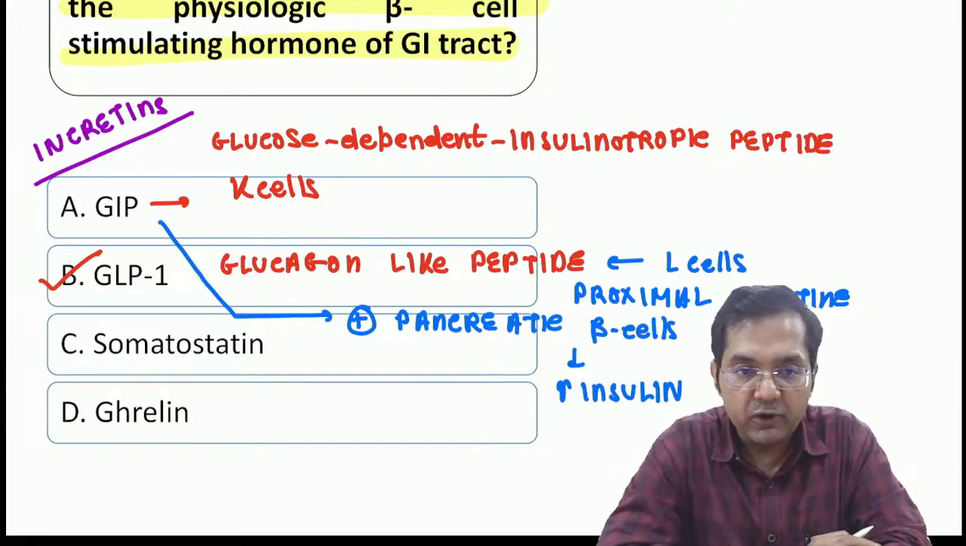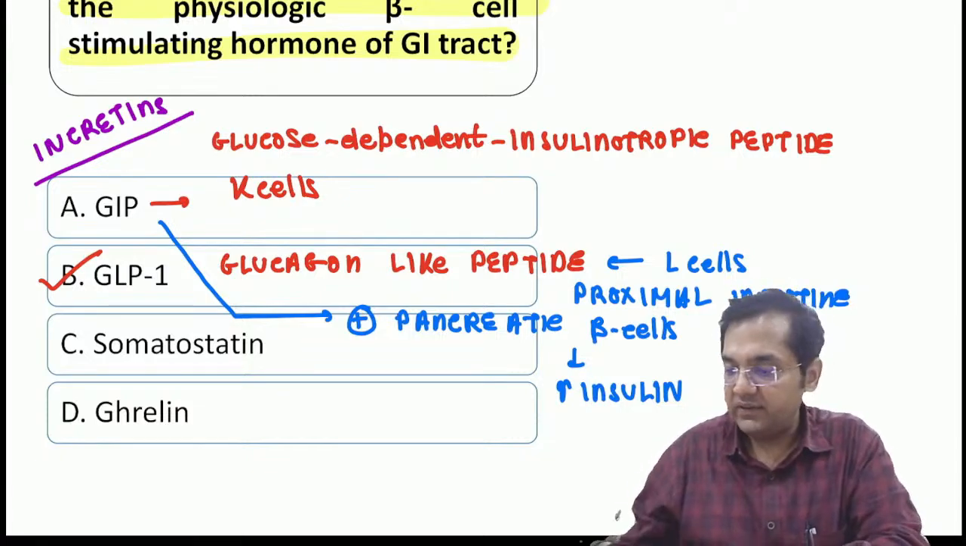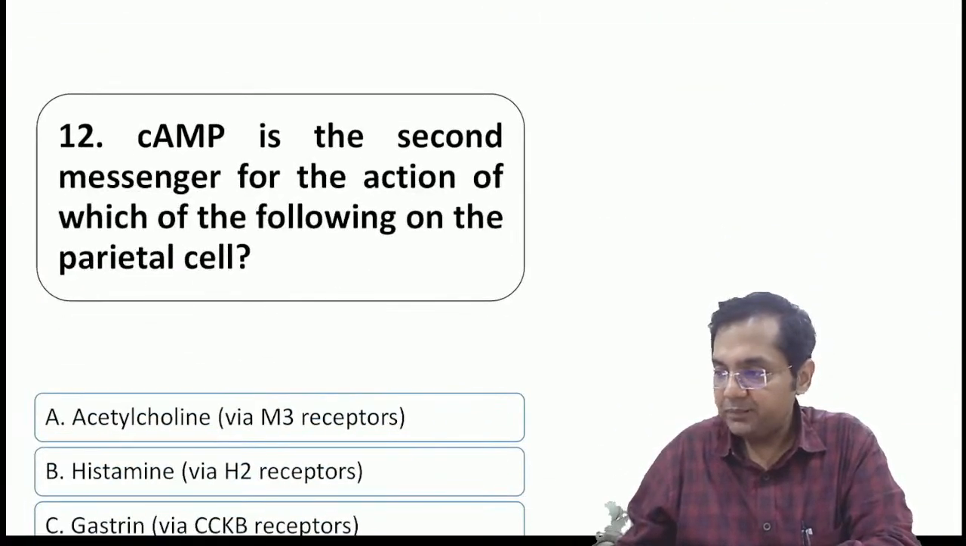It is responsible for obesity, right? So ghrelin is also going to decrease the insulin release. Moving on to question number 12.